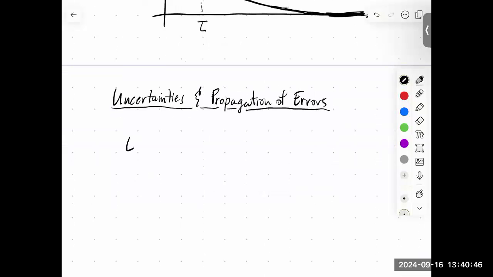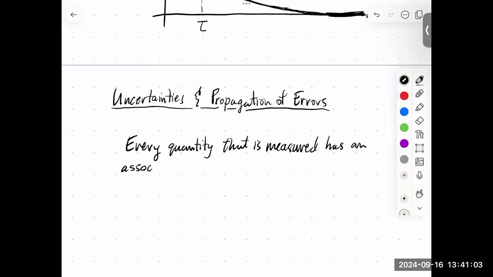Okay, so every quantity that is measured has an associated uncertainty.